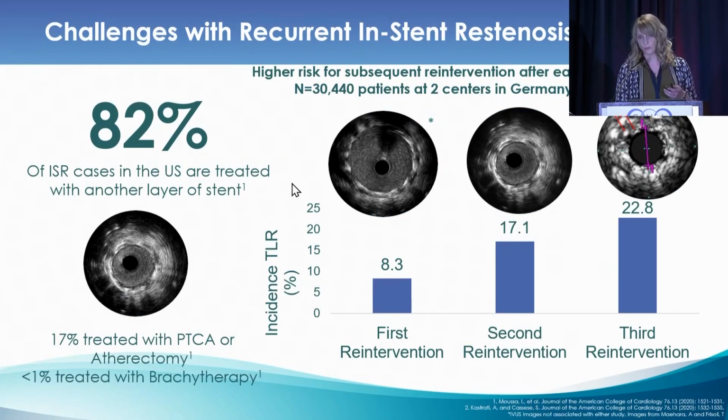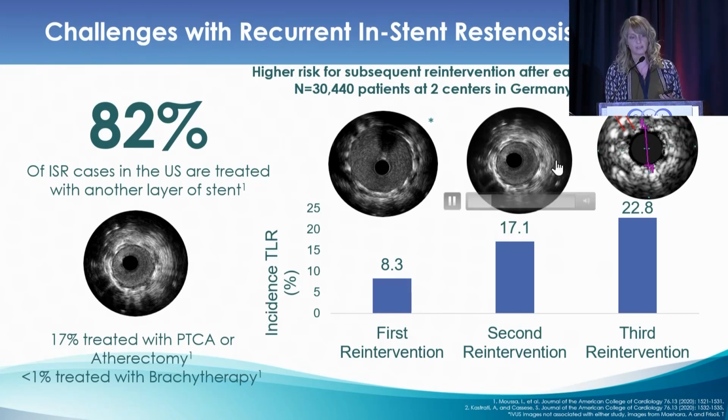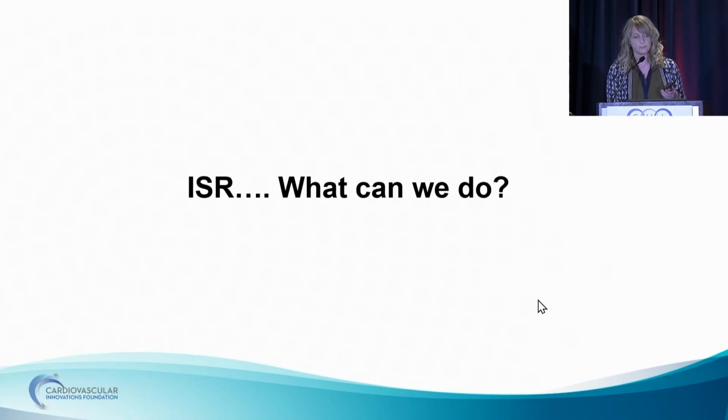So also, especially within North American practice, for instance, we have a tendency to throw more metal in these individuals, and we don't always do the best job of how we do that. And the more layers of stent you put in, especially once they're coming back for their third reintervention, keep in mind how high the rates of TLR are for those patients. So we need to figure out what to do.